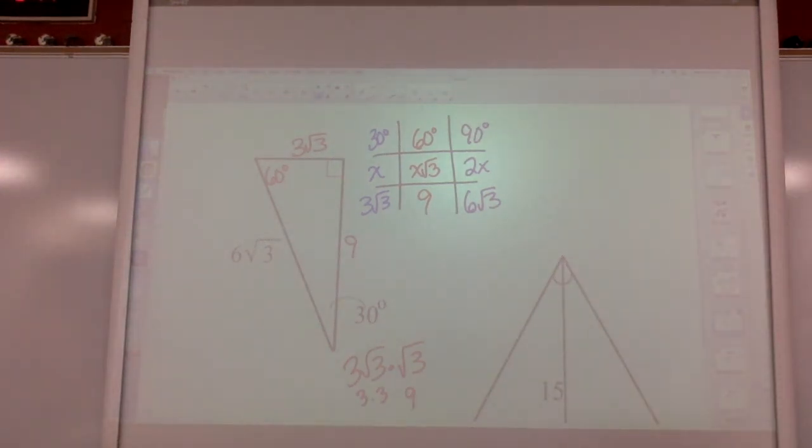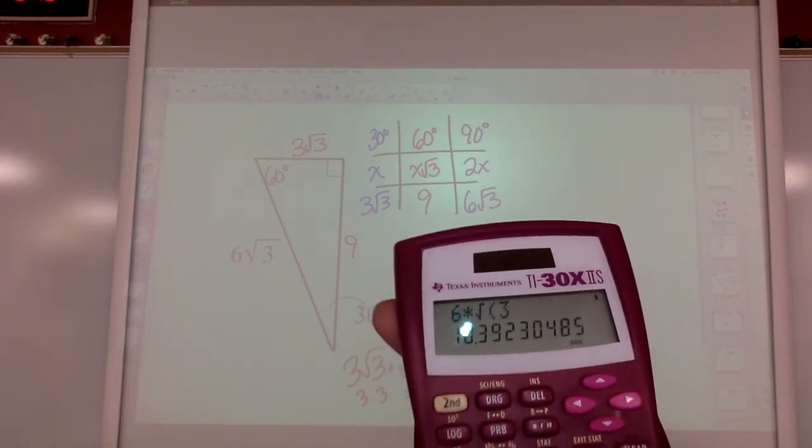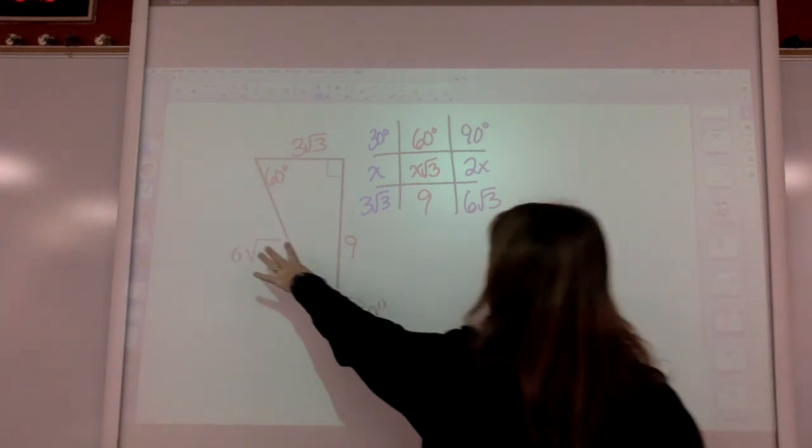6 times 1.7 can't be that big, can it? 6 times square root of 3. Yeah, it can. 10.39. So it's larger. The hypotenuse is the largest side.